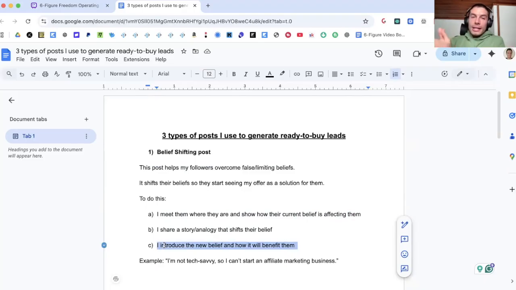And that aligns with my offer, because in my offer I help people start and grow their businesses without being tech savvy. They don't need to be tech savvy because there is no tech involved. So that's the first post, the belief shifting post.